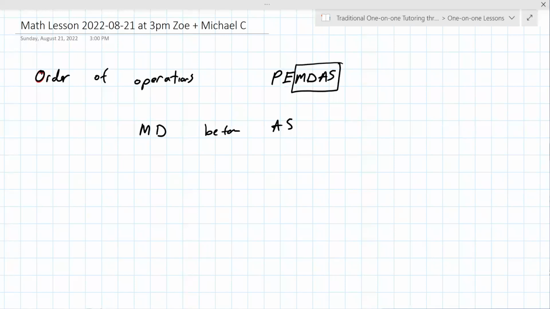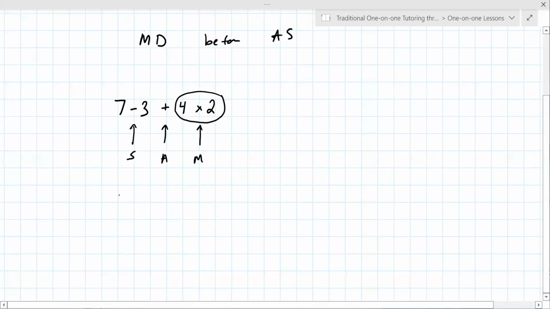So let me give you a problem here. Let's say we've got 7 minus 3 plus 4 times 2. Okay, so here's what I see. I see subtraction, addition, and multiplication. Which comes first? Multiplication. Yeah, so we're going to do this part first. What is 4 times 2? 4 times 2 is 8. Yes, so you rewrite it, and then you do the same thing.